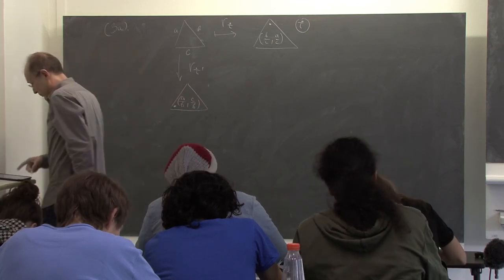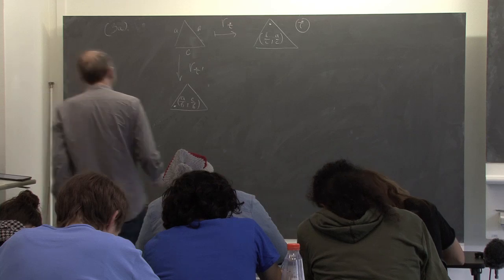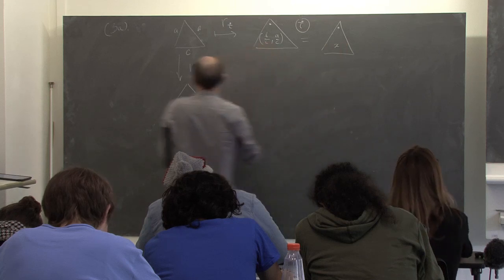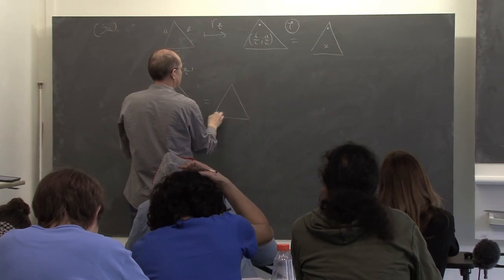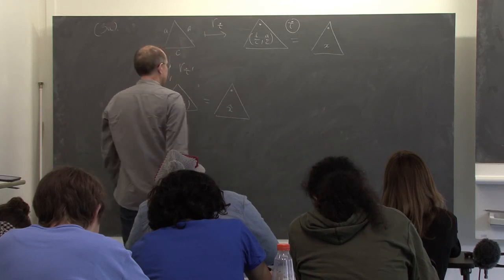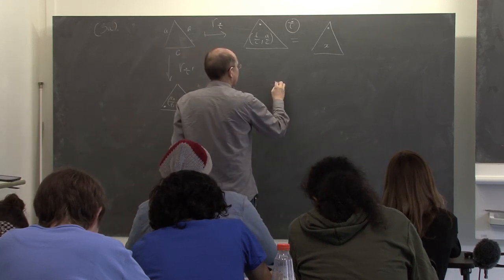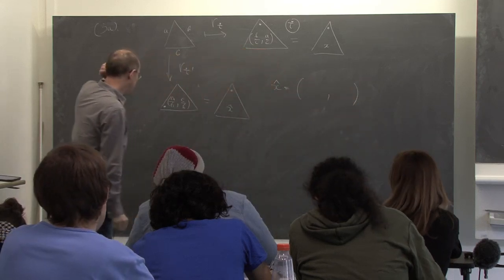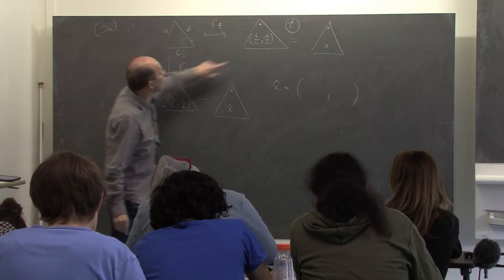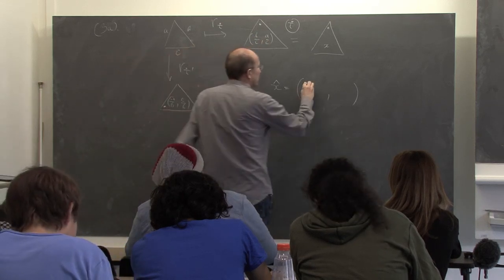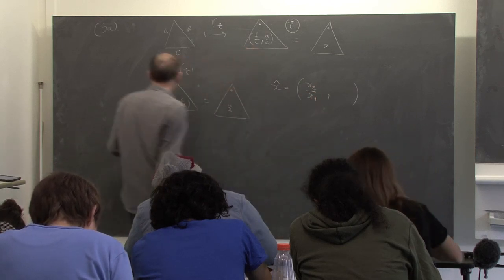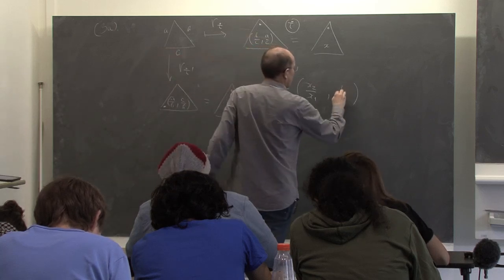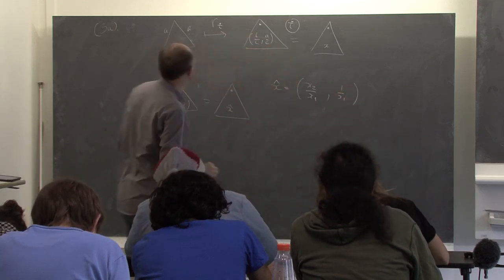And can we see now? This I call X. This I call X hat. And X hat, can we write it in terms of x's? So A over B, we easily see that this is x2 over x1. And C over B is the inverse of B over C, so 1 over x1. So that's it.